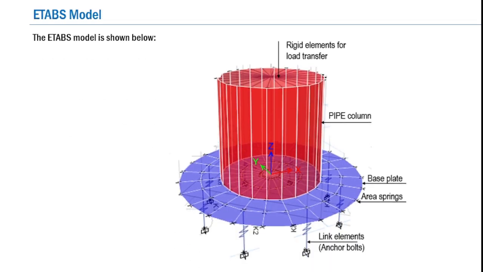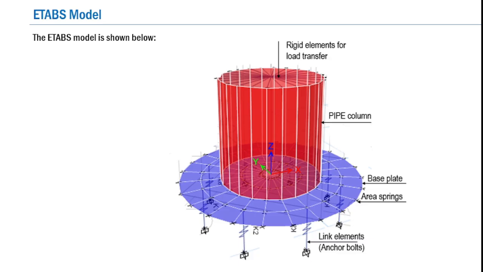Now let me provide you a small summary of the ETABS model. As discussed, it's a circular base plate and it is provided for a pipe column which is shown in red color. In order to simulate the contact stress distribution between the concrete and the base plate we have used area springs, and the anchor bolts are simulated through non-linear link elements, which in ETABS we call multilinear link elements. Another important characteristic of this model is that, in order to effectively transfer the applied loads to the periphery of the column, we have used a set of rigid link elements as shown over here.